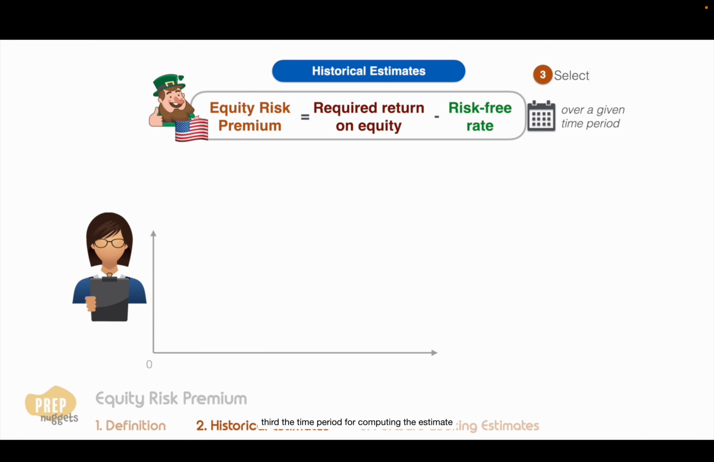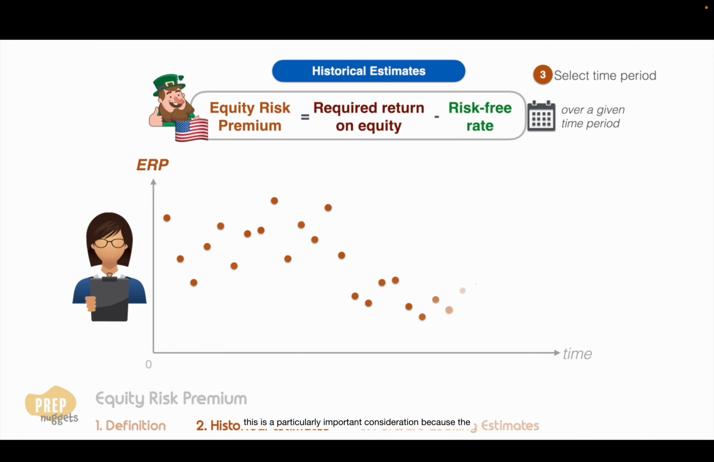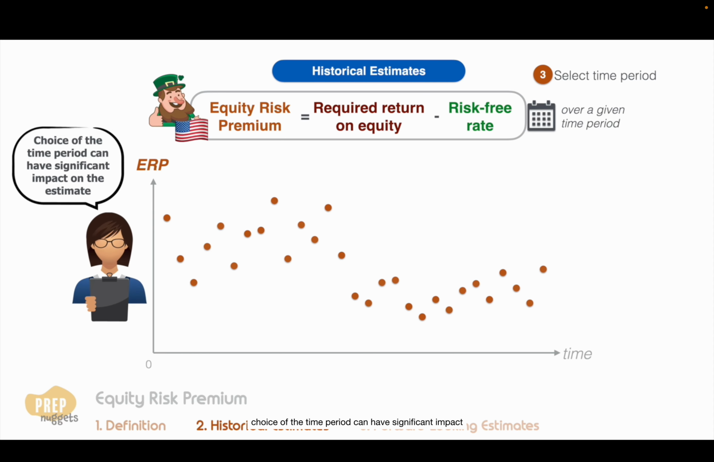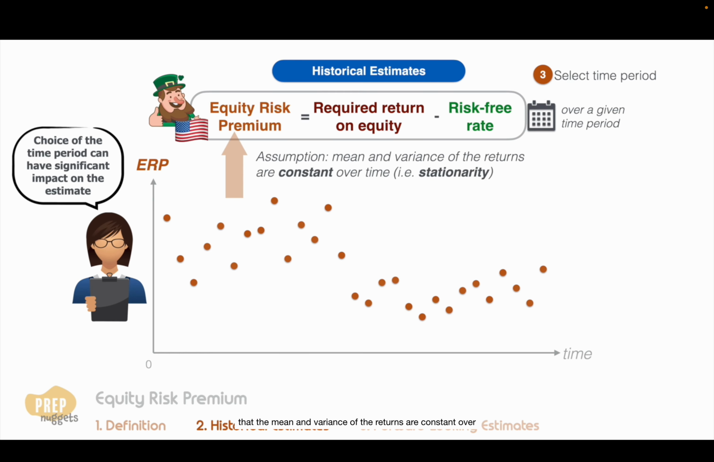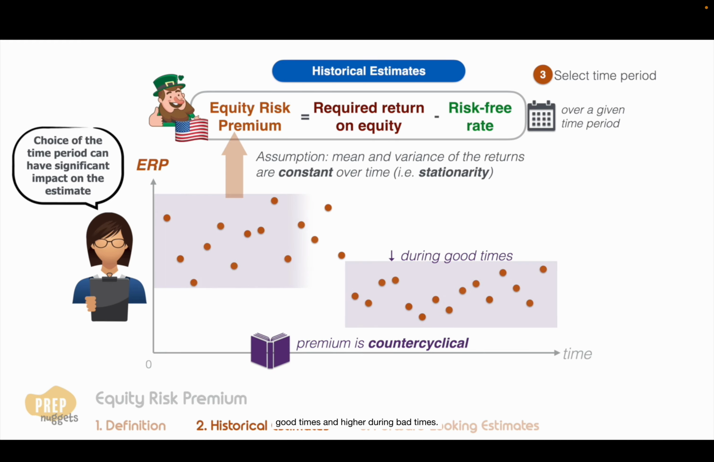Third, the time period for computing the estimate. This is a particularly important consideration because the choice of the time period can have significant impact on the estimate. In using historical data to estimate equity risk premium, the implicit assumption is that the mean and variance of the returns are constant over time. That is the assumption of stationarity. However, studies have shown that the premium is countercyclical. That is, it is lower during good times and higher during bad times. This violates the implicit assumption of stationarity.